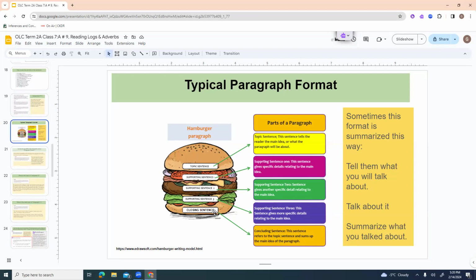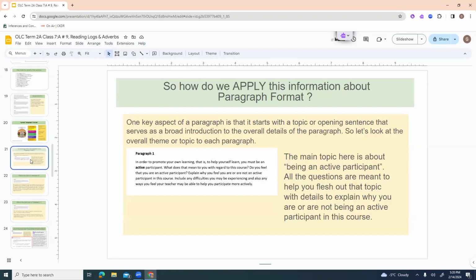Sometimes they summarize this format: tell them what you're going to talk about, tell them what you talked about. It's kind of repetitive, but often we find that people do understand things better when there is a bit of repetition in what we write. Okay, so how do we apply this information about paragraph format? One key aspect of a paragraph is that it starts with a topic or an opening sentence that serves as a broad introduction to the overall details of the paragraph.